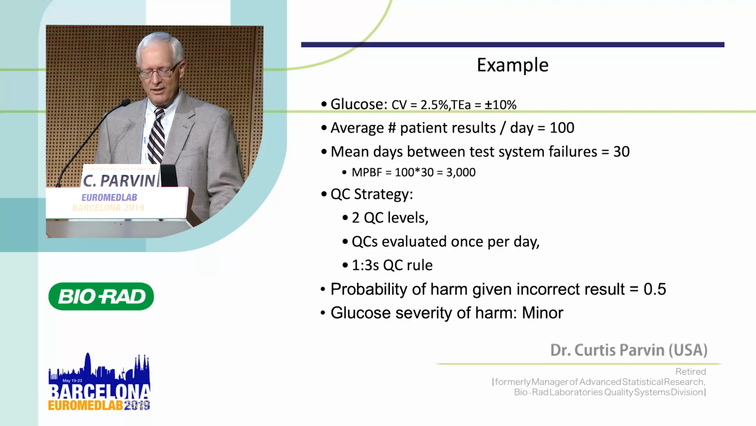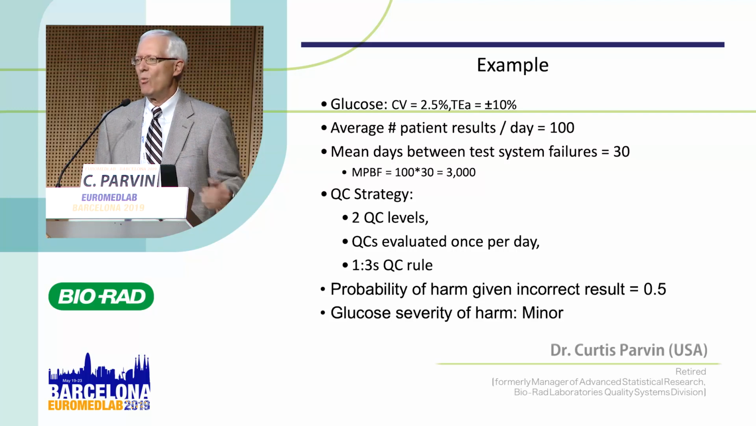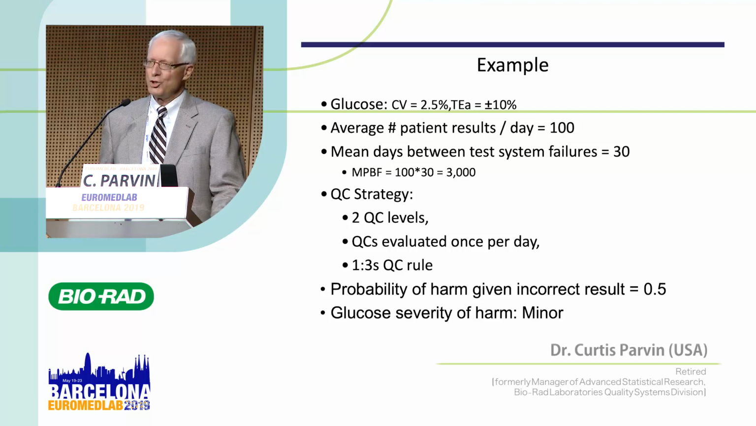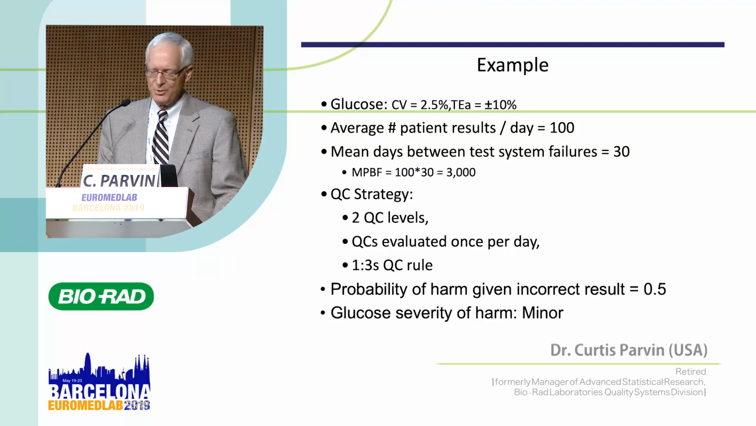I'm going to assume that in this situation that about 100 patients per day are being tested for this method, and the laboratory has determined that the mean days between test system failures is about 30 days. On average, about once a month they get a failure, an out-of-control condition. So we can compute the mean number of patients between failures as 100 times 30, or 3,000. Their QC strategy is 2 QC levels, evaluated once per day using a 1-3S rule.